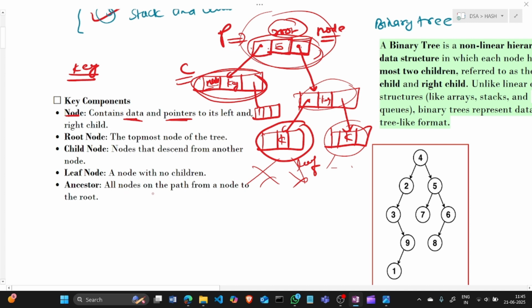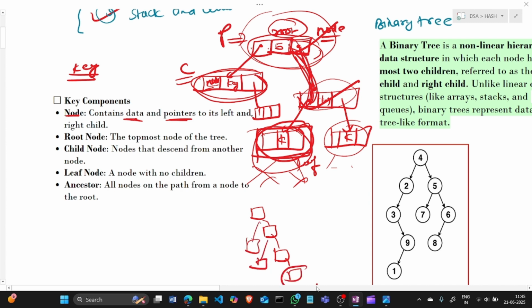Ancestor means all nodes on the path from a node to the root node. So let's see the ancestors of this node. The ancestors will be from this node to the top. So these are the ancestors of this node. Again, for example, if this is the tree and I want to know the ancestors of this, then the ancestors are from the root to these nodes. So these are the key components.